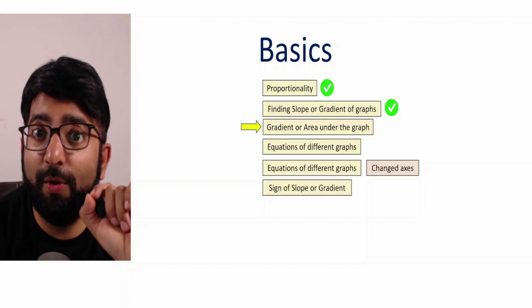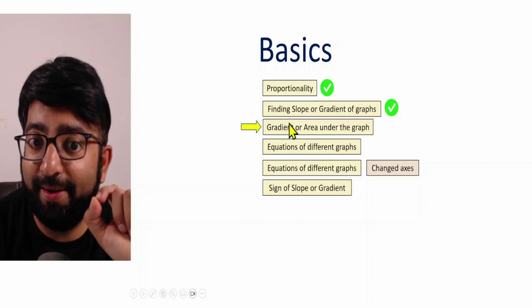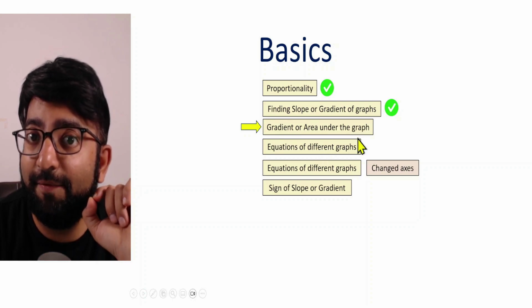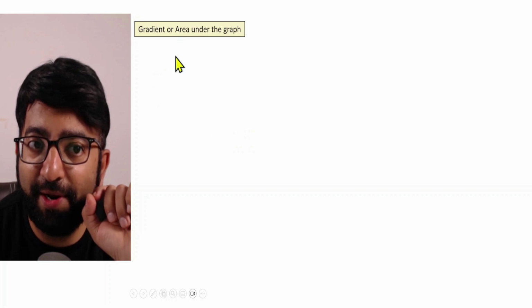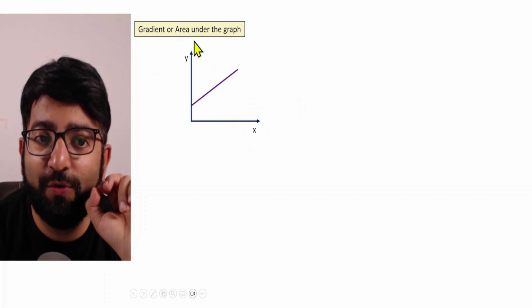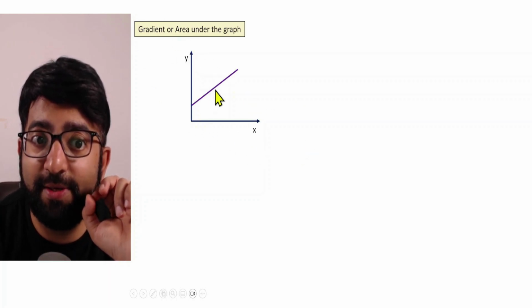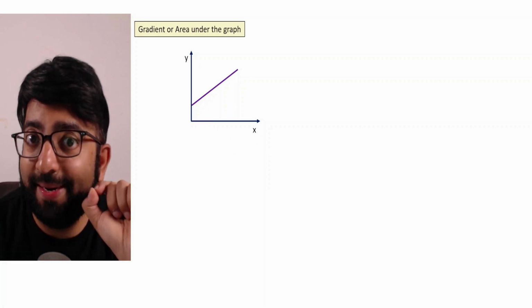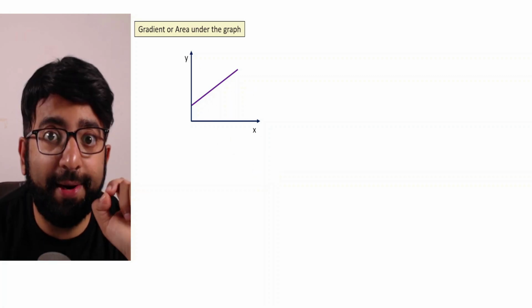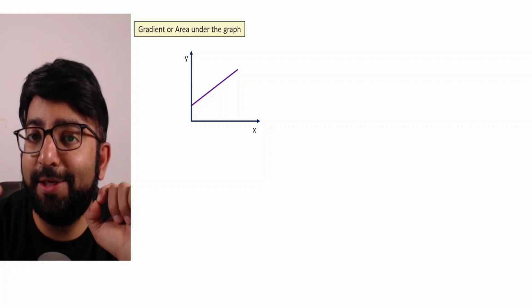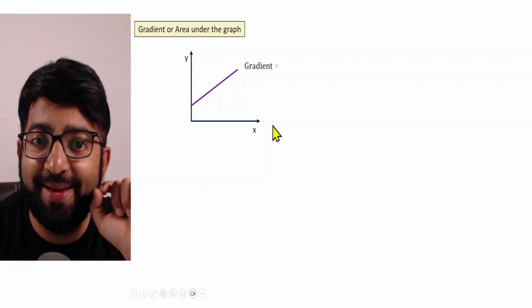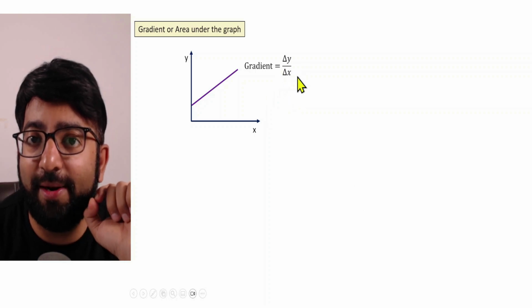Next off, we are going to understand how to use the gradient and area under the graph in questions. For that, we need to go back to the basic definition of gradient. Let's start with gradient first. So we have a graph, x and y axis, and we have a straight line. Now remember, gradient is rise upon run. So according to the formula, this is a ratio of how much y is changing with respect to x. What does that mean? Gradient is delta y upon delta x.